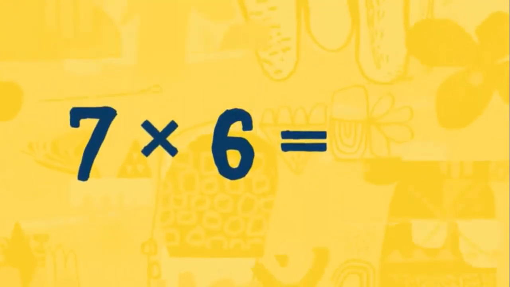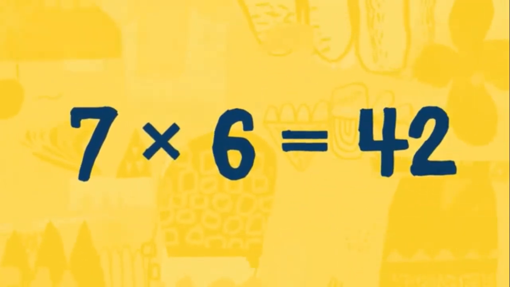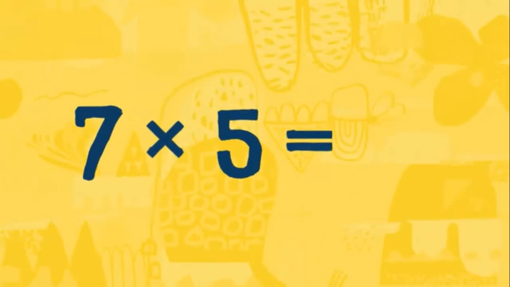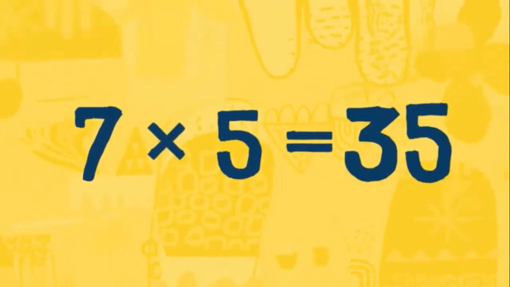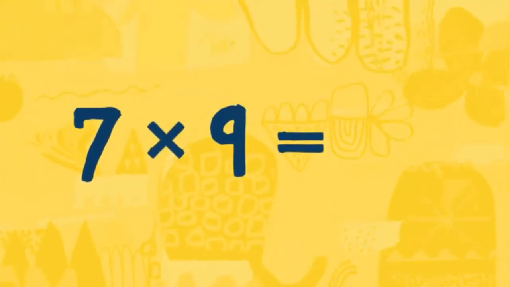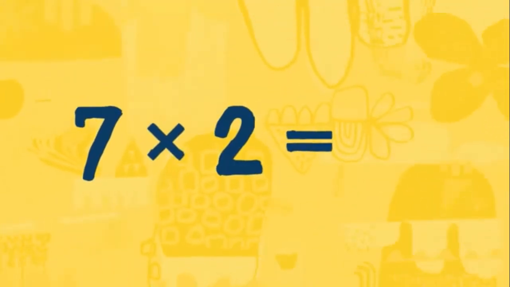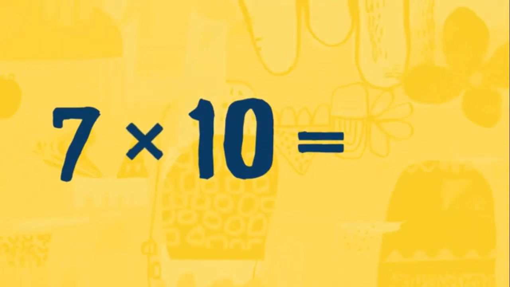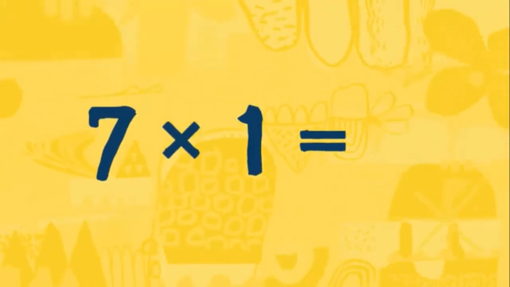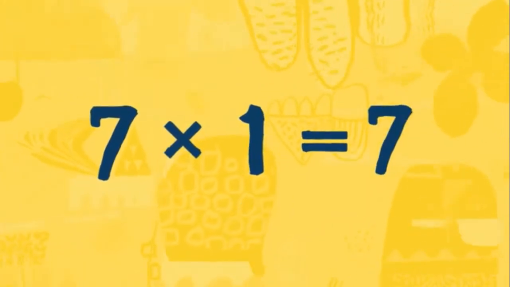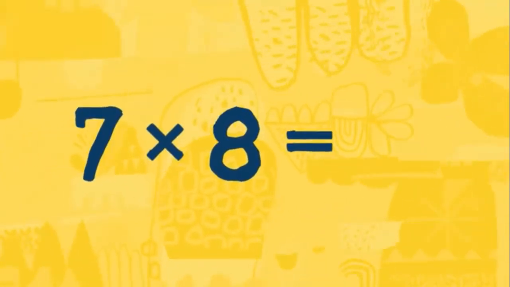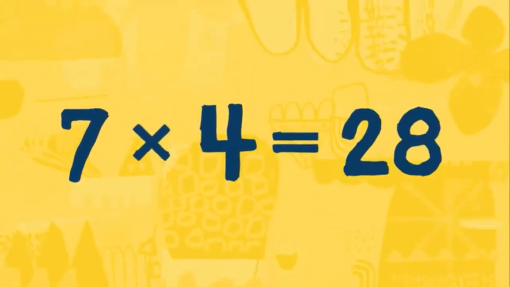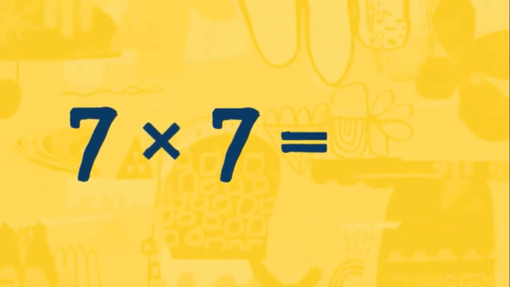Here we go. 7 times 6 is 42. 7 times 3 is 21. 7 times 5 is 35. 7 times 9 is 63. 7 times 2 is 14. 7 times 10 is 70. 7 times 1 is 7. 7 times 8 is 56. 7 times 4 is 28. 7 times 7 is 49.